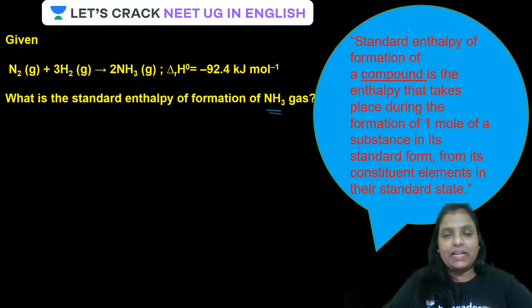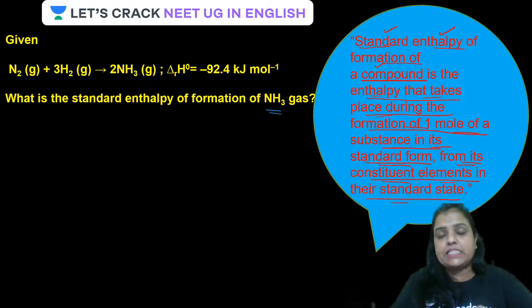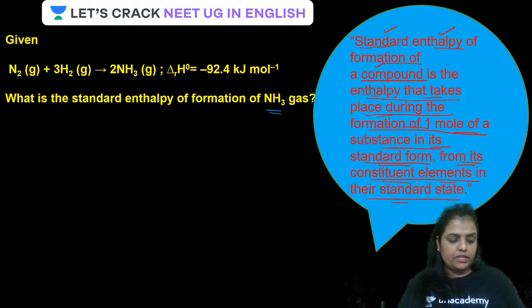Okay, guys, have a look at the definition. Standard enthalpy of formation of a compound is the enthalpy that takes place during the formation of 1 mole of a substance in its standard form from its constituent elements in their standard state. I'm repeating, standard enthalpy of formation of a compound is the enthalpy that takes place during the formation of 1 mole of a substance in its standard form from its constituent elements in their standard state. Remember, it should be in the standard state.